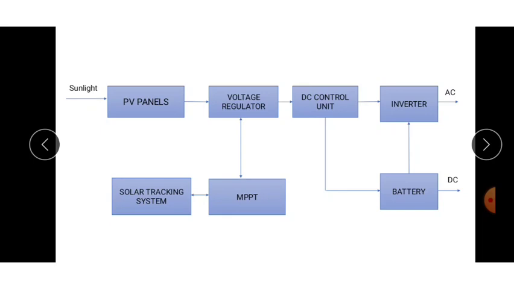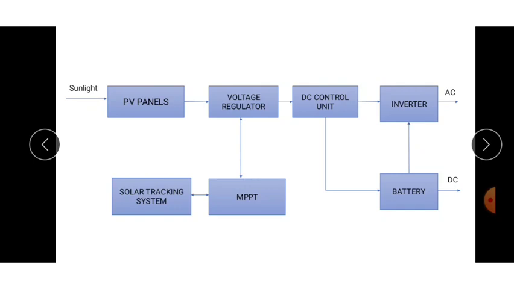A solar panel or PV panel produces a DC voltage. The voltage regulator holds the DC voltage at a particular level, and to convert this DC voltage to AC, an inverter is used. So inverter converts DC voltage from solar panel to AC, and we can store this DC by using a battery, and whenever required we can convert DC to AC by using an inverter.